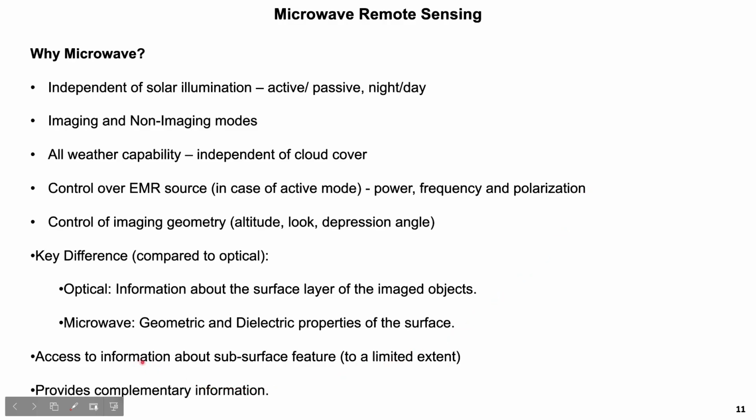And since microwave is penetrative in nature, we are able to get the subsurface features also, only to a certain extent, but we will be able to get a little bit. And it also provides complementary information to optical remote sensing. So whatever we are not able to do with optical, we can do with microwave remote sensing.